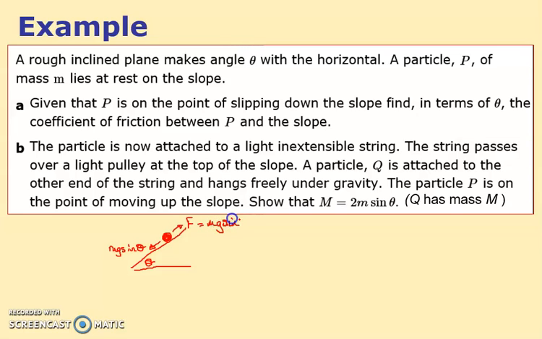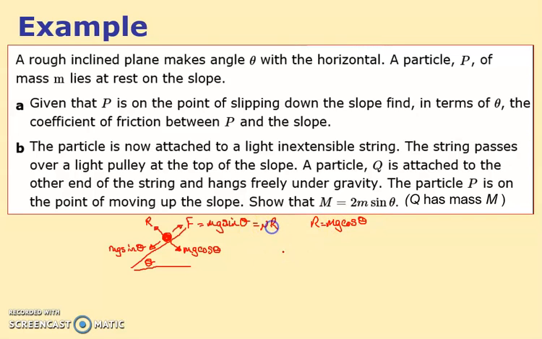Find in terms of theta the coefficient of friction between P and the slope. Well, of course, the friction equals mu R. Now, what does R equal? It's relatively easy to find. R is coming out of the hill. That's the normal contact force, or normal reaction. Now, this going into the hill is mg cos theta. That's what we were just looking at. Again, these two things are equal, so I can say that R equals mg cos theta.